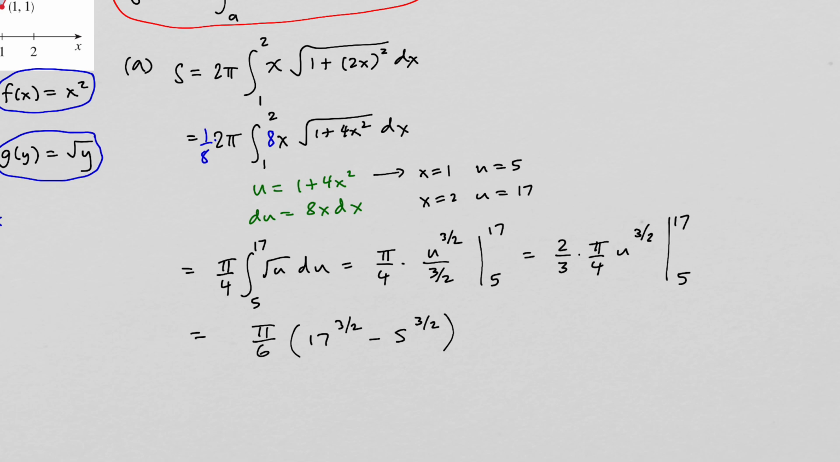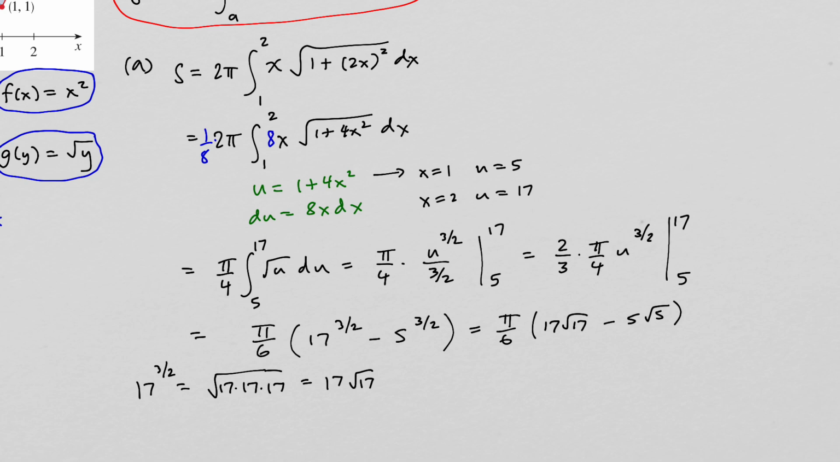And let's keep in mind that when you have 17 to the 3/2, this is just the square root of 17 times 17 times 17, which can be simplified to 17 radical 17. So we have pi over 6 times 17 radical 17, and then we could do the same thing with 5 to the 3/2, and we'll end up with 5 radical 5. And so here is our answer.